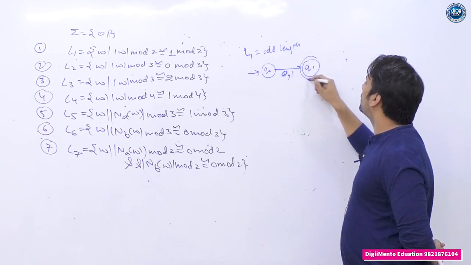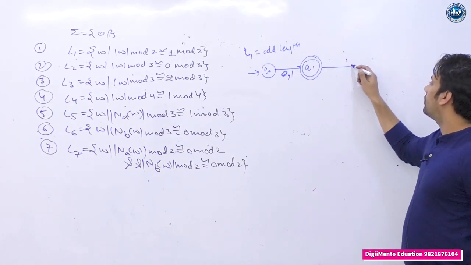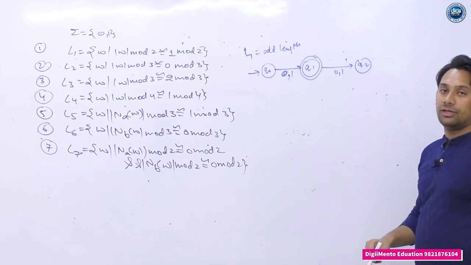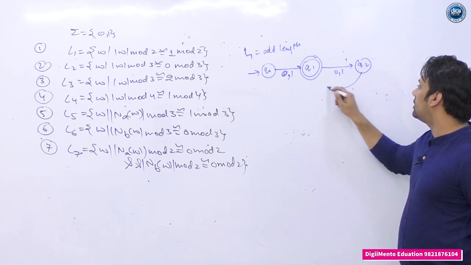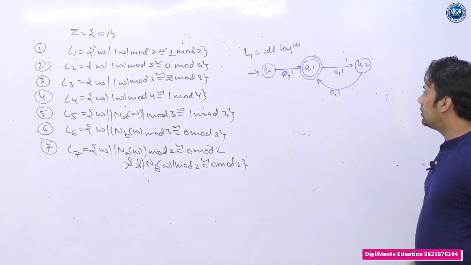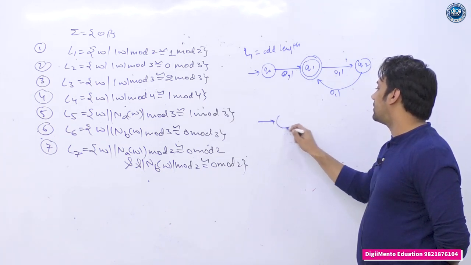we'll go to the state Q1 and we'll make it a final state. If I get a string of length 2, then I will go to the state Q2 and it is not a final state. Again, if I get a string of length 3, it should be accepted. So again, we'll go to the state Q1. So this is one possible diagram for this. A second possible diagram can be something like this.